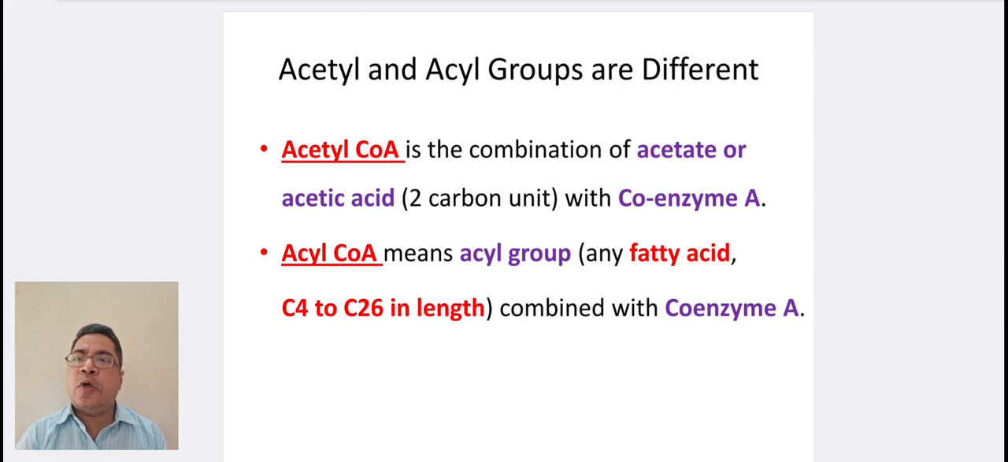Acetyl CoA is a combination of acetate or acetic acid, that is a 2 carbon unit, with coenzyme A. On the other hand, acyl CoA means an acyl group with any fatty acid, C4 to C26 in length, combined with coenzyme A.